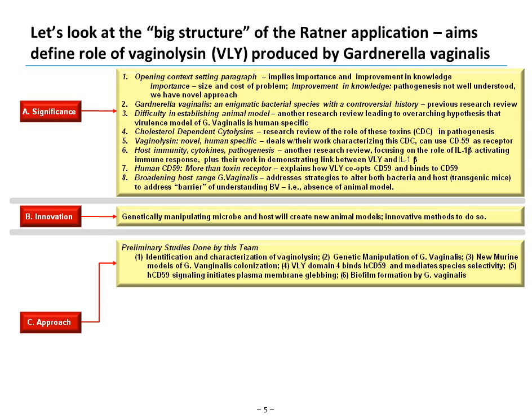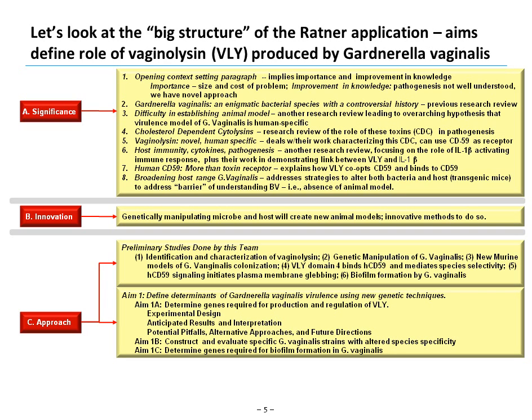And then we get to the approach section, and this is organized differently than the Parrish application as well. The first section talks about preliminary studies done by the team, what they've done so far: identifying and characterizing vaginolysin, how they've manipulated the pathogen, their new murine models, how VLY binds to CD59 and mediates species selectivity, which is a very specific human interaction, and how human CD59 initiates various signaling functions that create the environment for inflammation and the biofilm formation by G. vaginalis. So it lays out all the previous work that they've done.